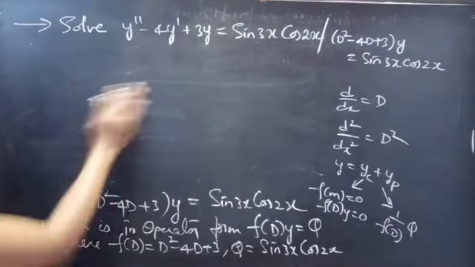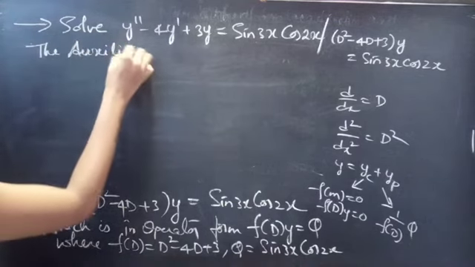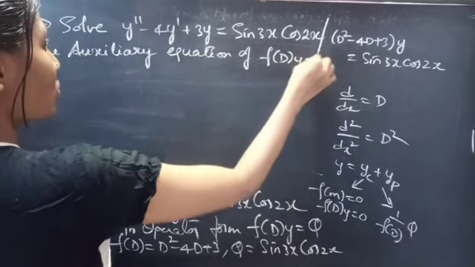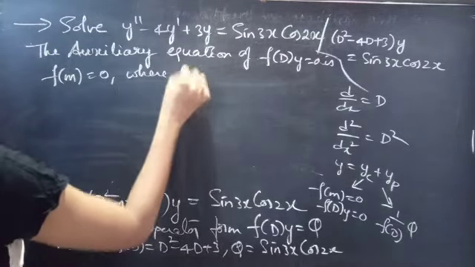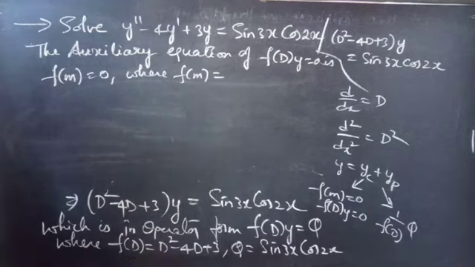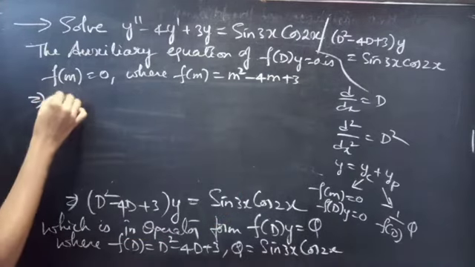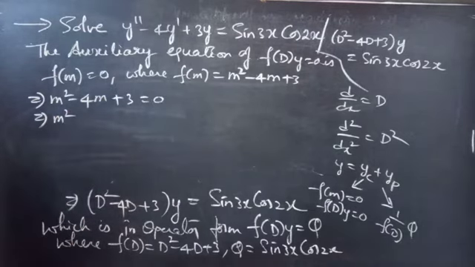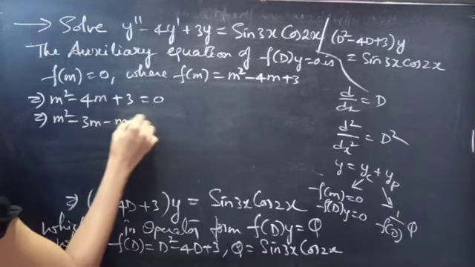Now the auxiliary equation of f of D into y equals 0 is f of m equals 0, where f of D equals D square minus 4D plus 3. Now let's replace the differential operator D by m, then we'll get f of m equals m square minus 4m plus 3. Then the auxiliary equation becomes m square minus 4m plus 3 equals 0. Now we need to find roots to this auxiliary equation. Split this minus 4m as minus 3m minus m, plus 3 equals 0.